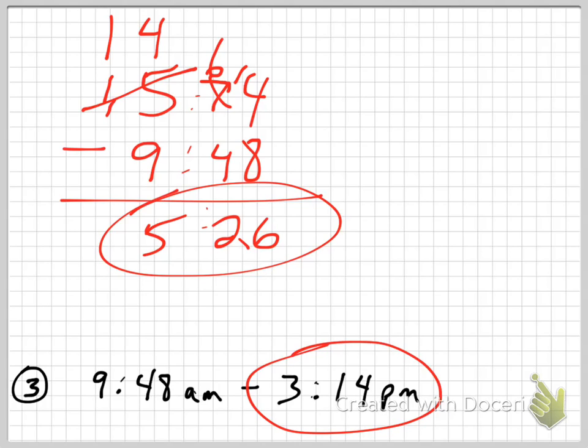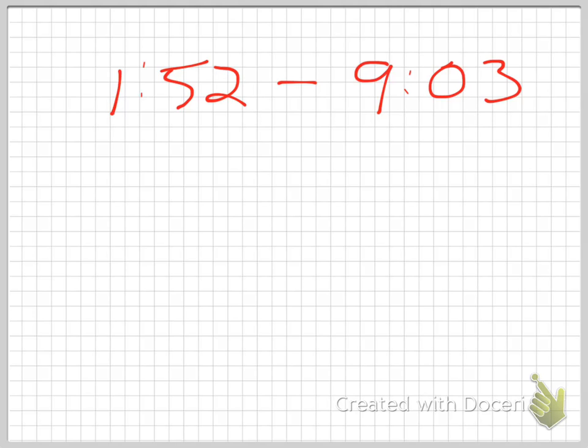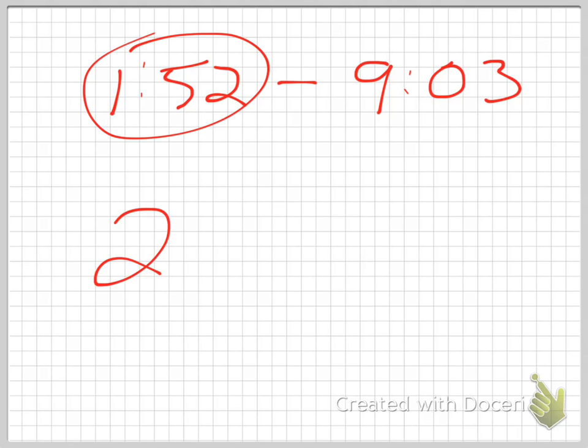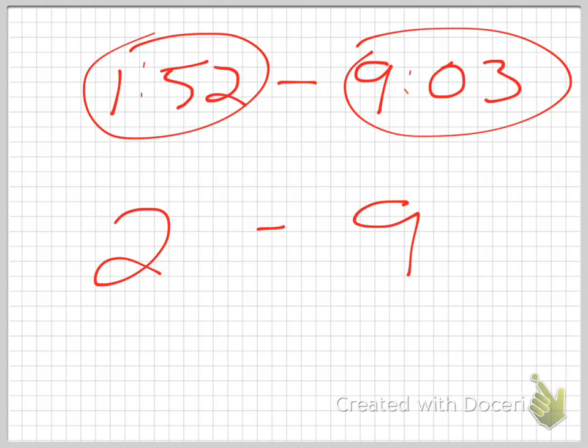Something else they have you do sometimes is estimate. If I said this, if I was to ask you to estimate that, what should you do? What would you do here, Jonathan? Yeah, make this 152, you'd make it 2, and 903, you'd make it 9. How long is it between 2 and 9? 7 hours, right? Does that make sense? Estimating is real simple.